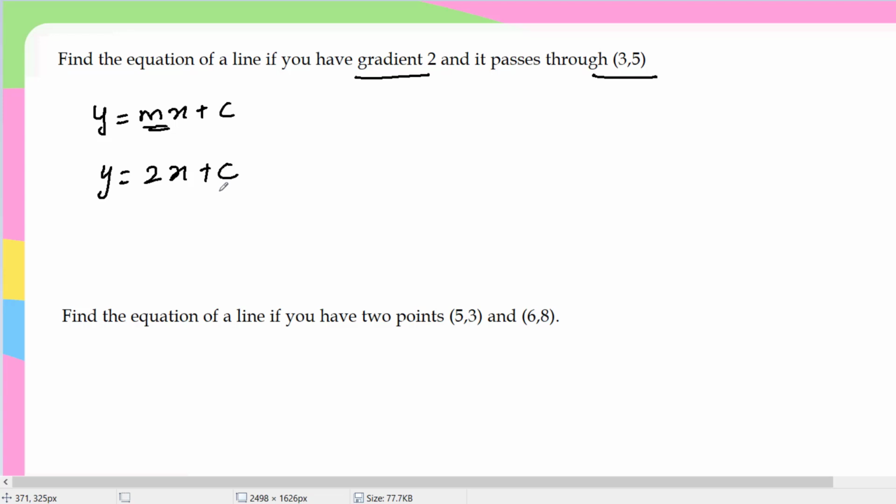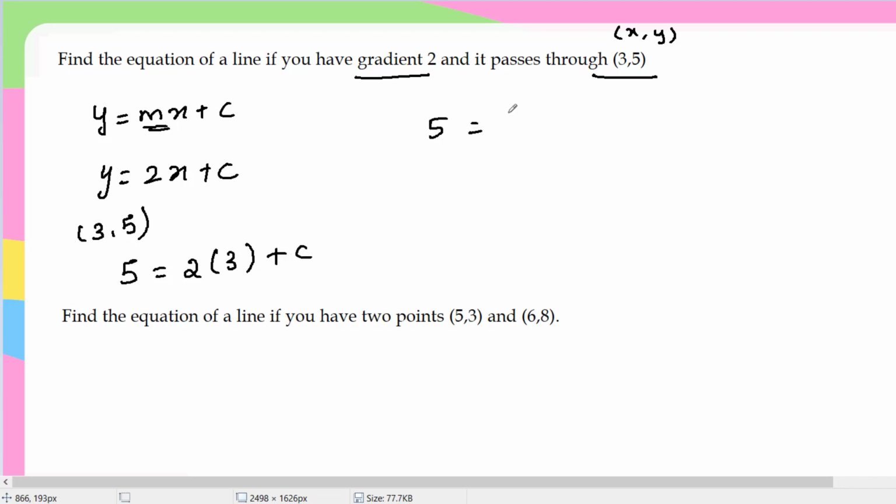Now, what we have to do means we have to find the value of c. To find the value of c, we should use this point. We know this line is passing through this one. So what is the meaning of that? This is x, this is y. It is passing through 3, 5. So substitute this value here. When 3, 5 means instead of y, you just substitute 5 equal to 2 into 3 plus c.